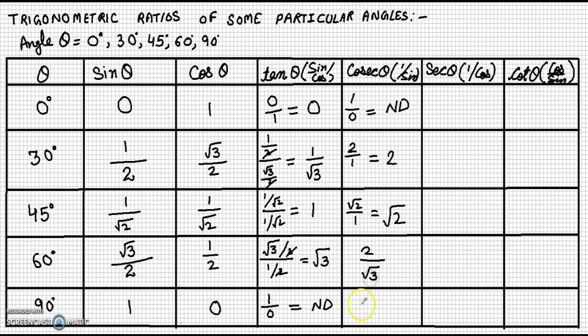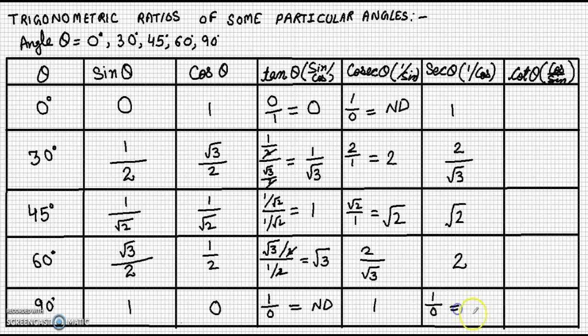Same goes for sec theta, which is the reciprocal of cos theta. So we'll have to reverse the values of cos. 1 by 1 will be 1, root 3 by 2 will be 2 by root 3, then 1 by root 2 will be root 2 by 1, that is root 2 only. Then 1 by 2 will be 2 by 1, that is 2 only. And this 1 by 0 will be not defined, because anything in the denominator being zero is not defined.